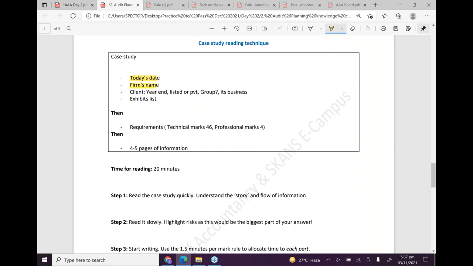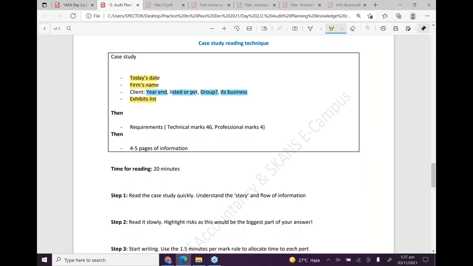You would have the firm's name, not really important, but I don't want you confusing this with the client. Super important are the client's year end, whether this is listed or private, whether it's an individual company or a group, and one line about what it does. Is it a bank? Is it a manufacturing company, etc. And then it has a list of exhibits. So it will literally say exhibit 1 includes this, 2 includes this.